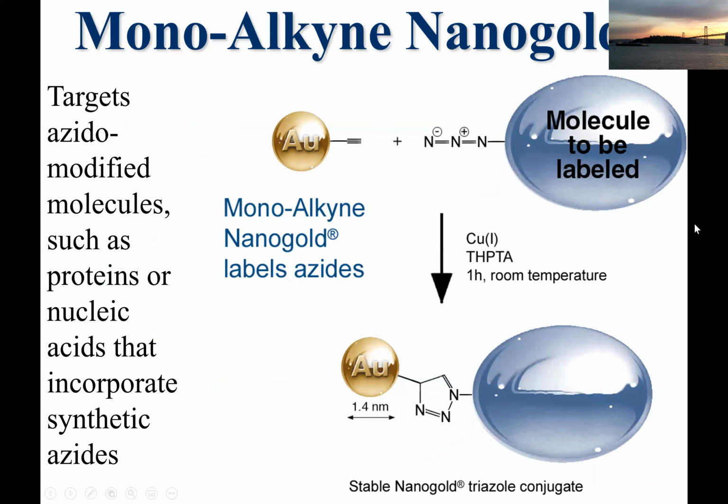The other new product is monoalkyne nanogold, which is simply the other half of the click reaction. And that's introduced and reacts with an azido modified target, which again is made by administering an azido modified component such as an amino acid or a nuclear base, which is incorporated naturally into the protein or nucleic acid target.